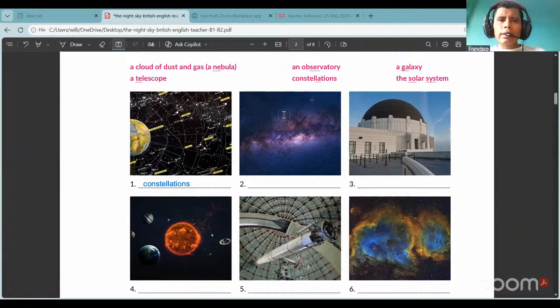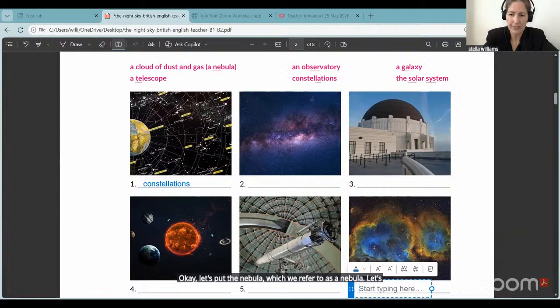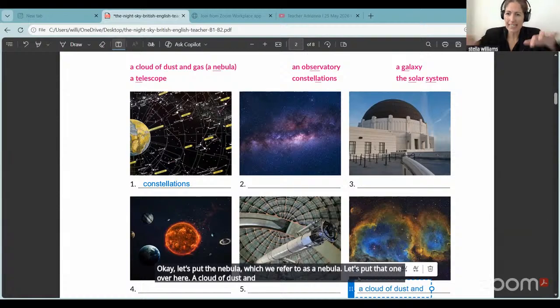Teacher, it is a cloud of dust and gas. It is. The cloud of dust and gas. Okay, I'm going to put that. Okay, let's put the nebula, which we refer to as a nebula, over here. Okay, a cloud of dust and gas.